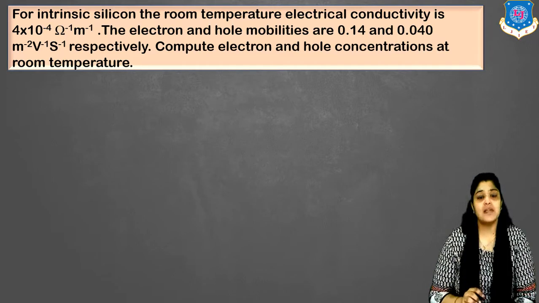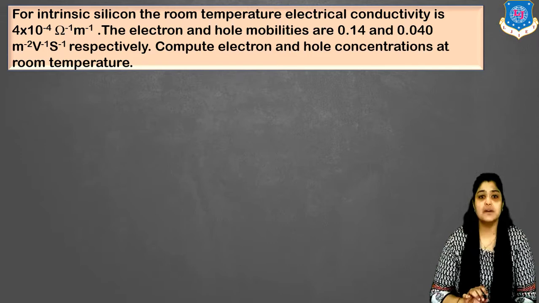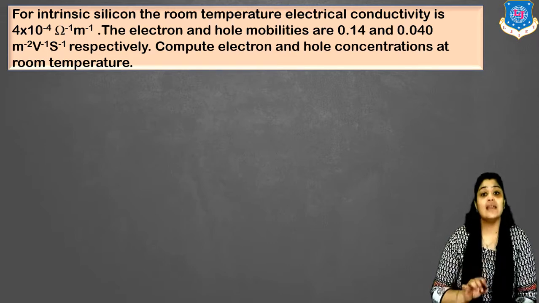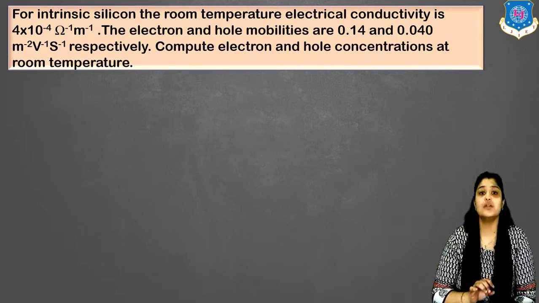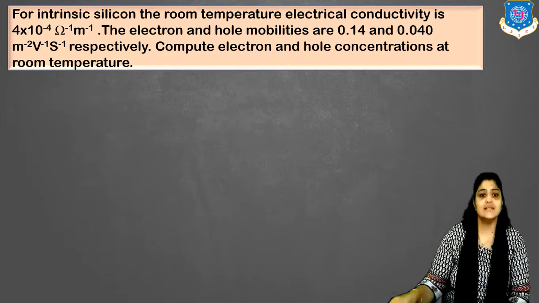It's an intrinsic semiconductor, and we know that for intrinsic semiconductors, Ne, that is number of electrons per unit volume, and Nh, that is number of holes per unit volume, are the same. And the law of mass action says that intrinsic concentration Ni is equals to Ne is equals to Nh. So let's start.